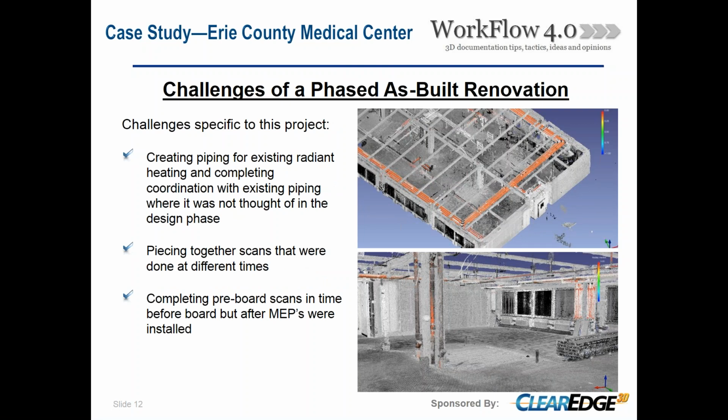For this specific project, we created piping for the existing radiant heating and completed the coordination with the existing piping where it was not thought of in the design phase. One of the biggest things we found when we started scanning this building was that the architectural design model was actually off by a foot in the width direction. So when you lined it up, it was 6 inches on each side. This actually caused a problem with some of the chases that were outlining the current radiant heating.